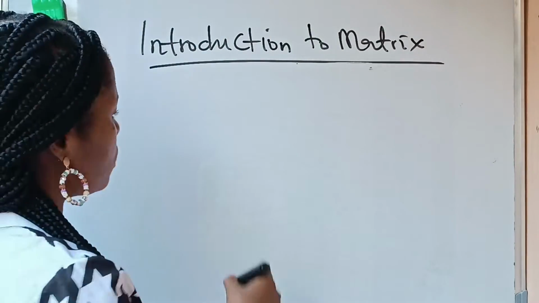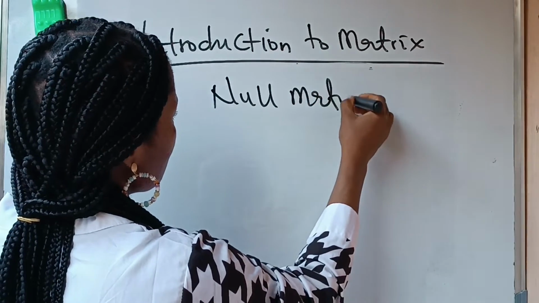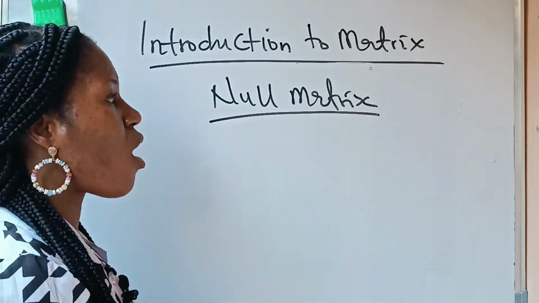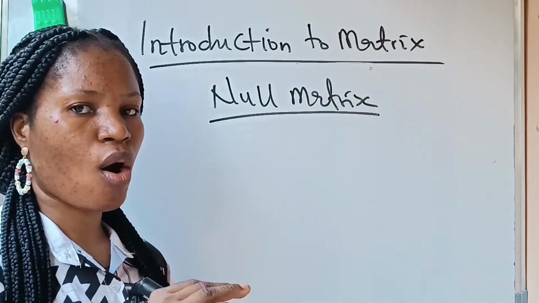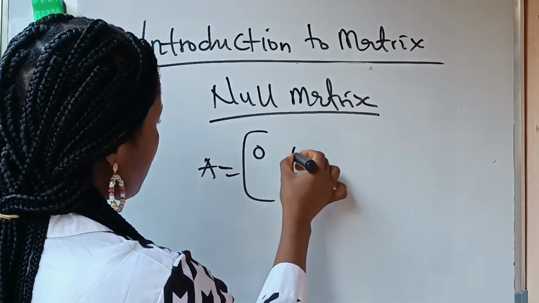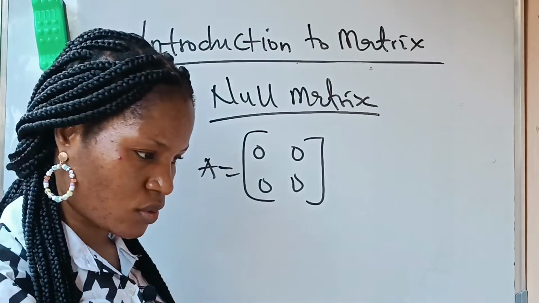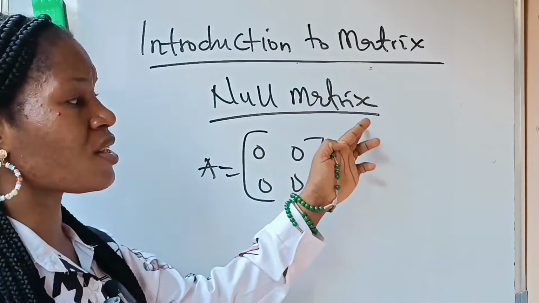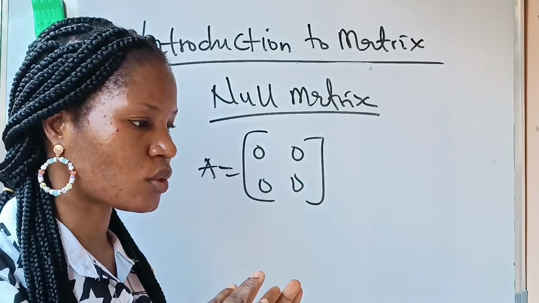What of a null matrix? Now, what is a null matrix? A null matrix is a matrix in which all the elements are 0. They are all zeros. For example, if you have A equal to 0, 0, 0, 0, this is a null matrix. You can also call this null matrix a zero matrix.